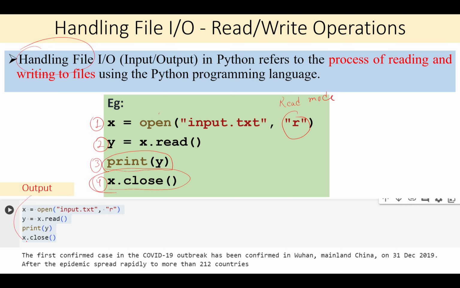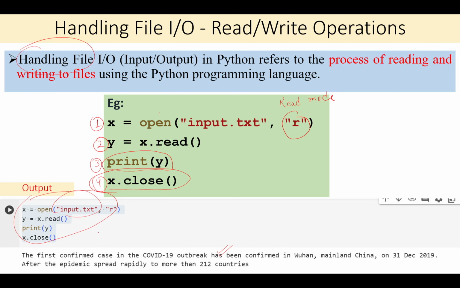So I wrote this program here in my Google Colab. And this is my text file data. The data is: the first confirmed case of COVID-19 outbreak has been confirmed in Wuhan, mainland China, on 31 December 2019, after which the epidemic spread rapidly to more than 212 countries. This is my text data, and that is displayed in my Python window.